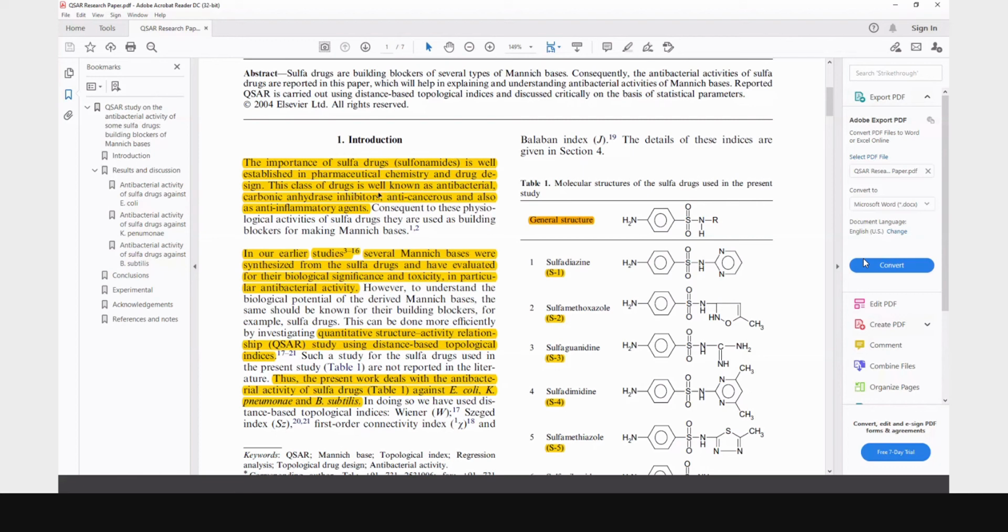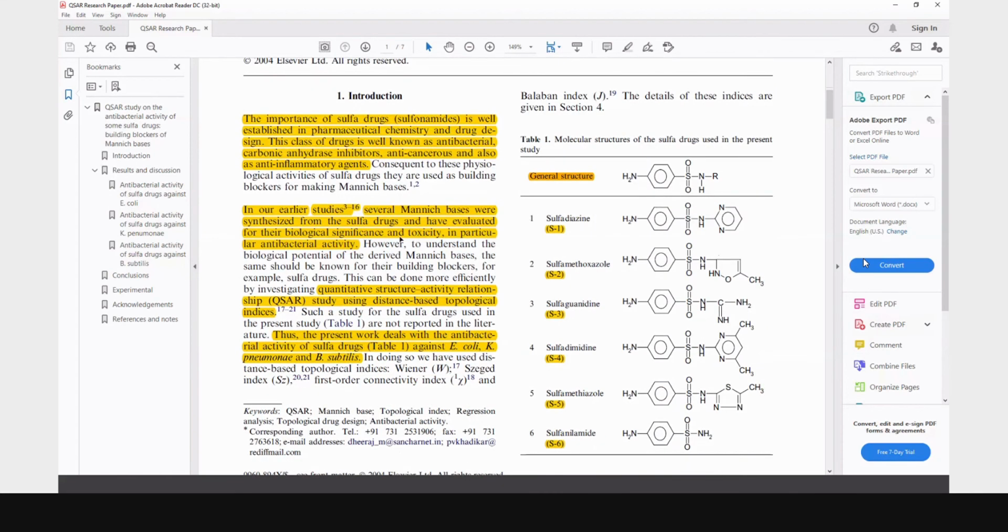So this class of compounds has antibacterial properties. Also, they have some other inhibitory properties. They are anti-cancerous and anti-inflammatory also. Okay, so if you see this particular structure, this is the general structure they have given for the sulfonamide.